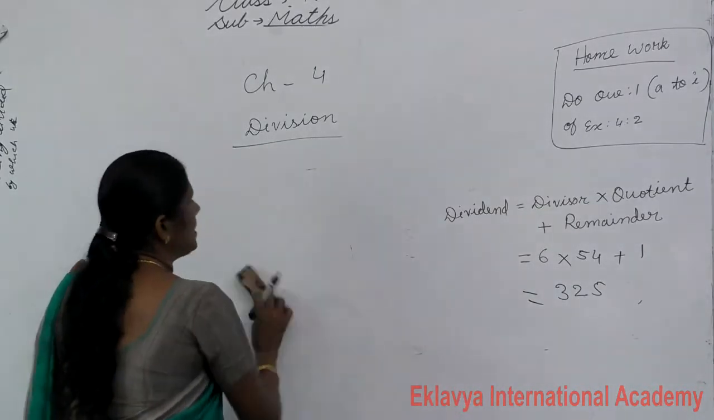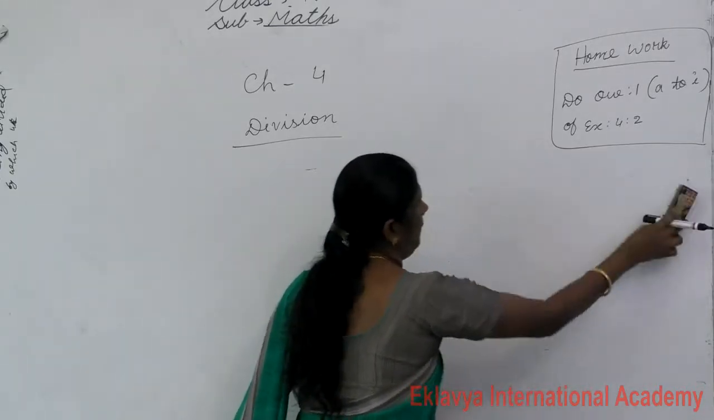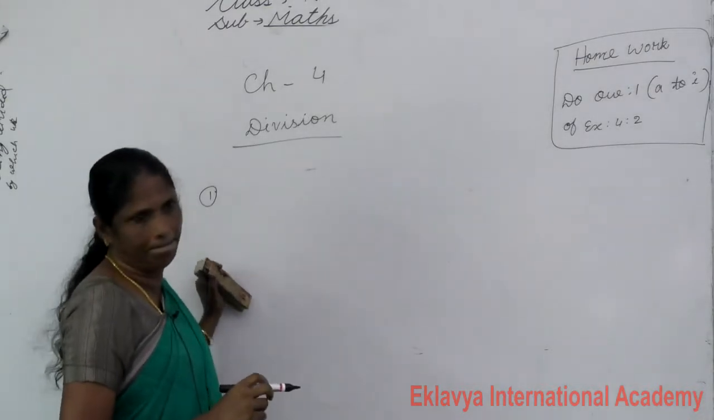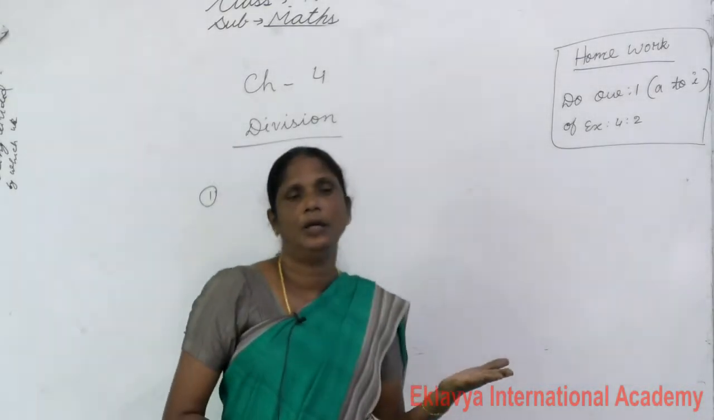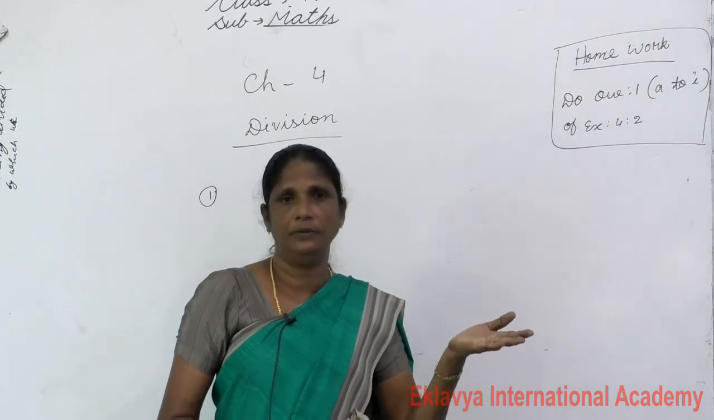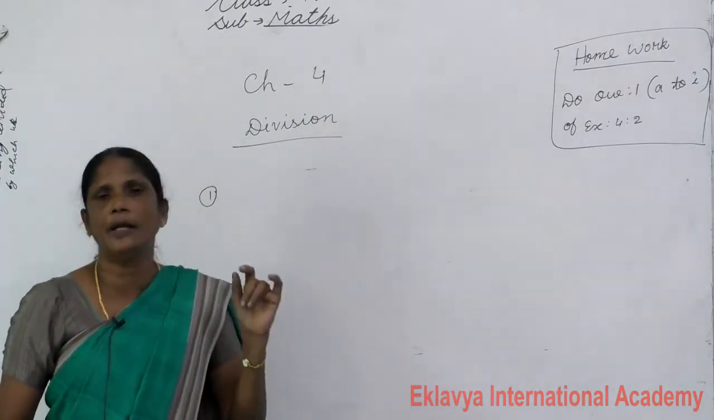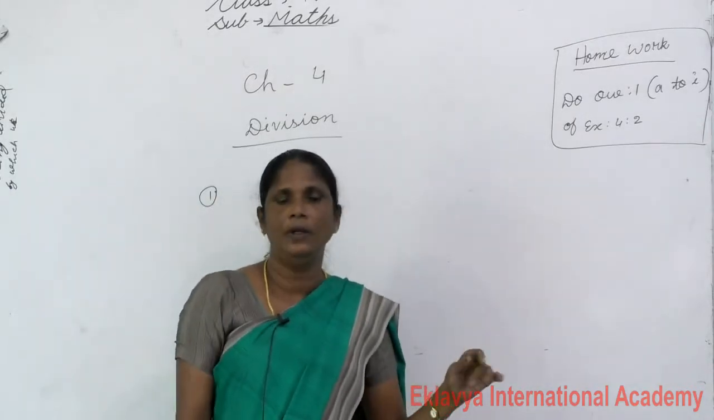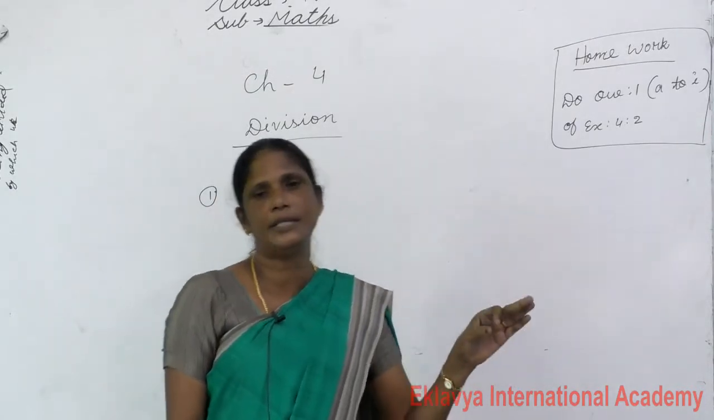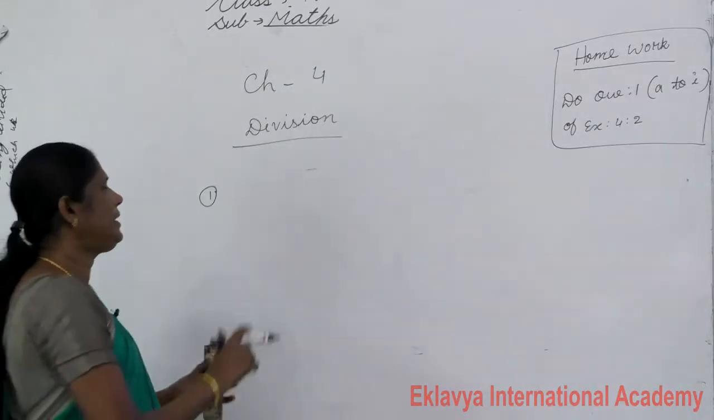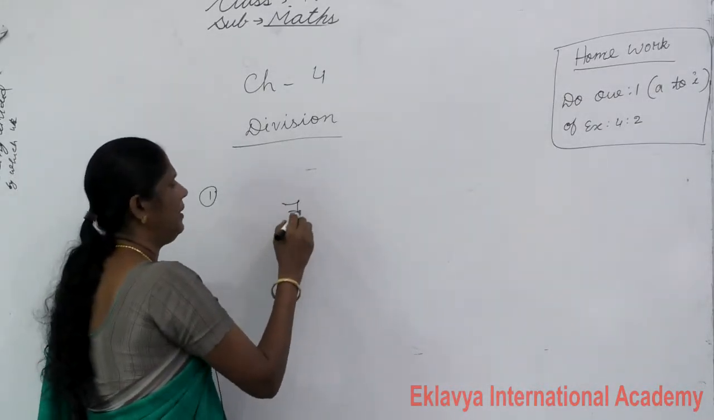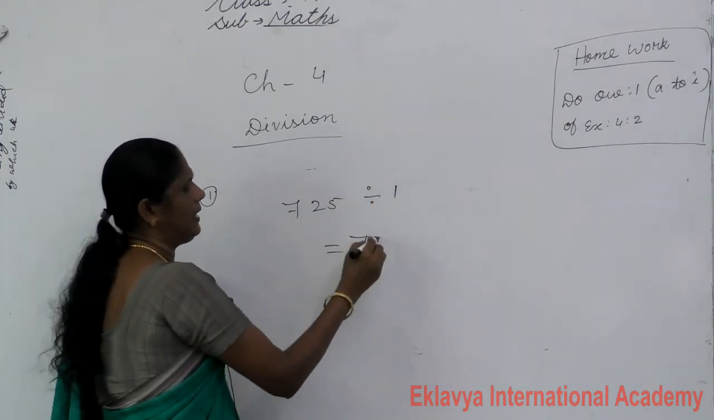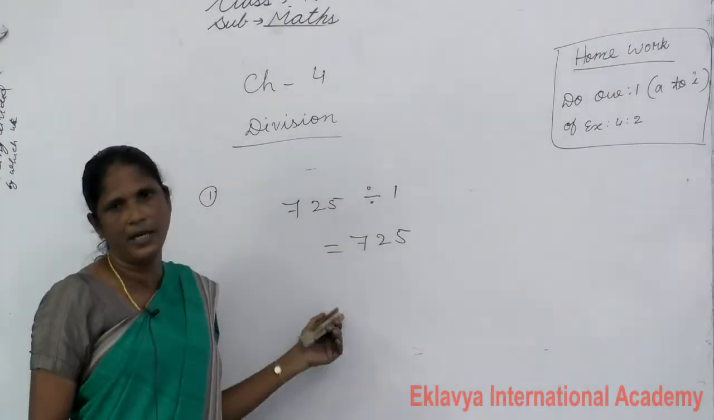Then properties of division. First, divide by 1. Any number we divide by 1, the result is the number itself. For example, 725 divided by 1 is equal to 725. Understand?